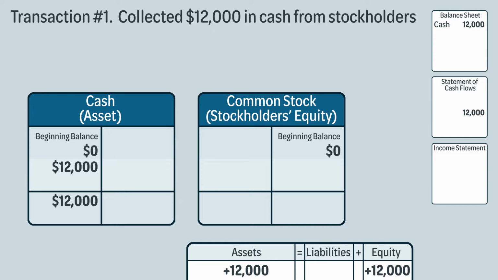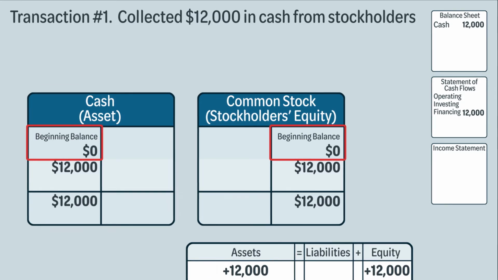The statement of cash flows classifies cash into three groups: operating, investing, and financing. Cash obtained from investors is classified as a financing activity on the statement of cash flows. Also note that the beginning balance for these two balance sheet accounts is zero because this is the first year of our business. Next year, the beginning balance for the balance sheet accounts will be the ending balance from this year.